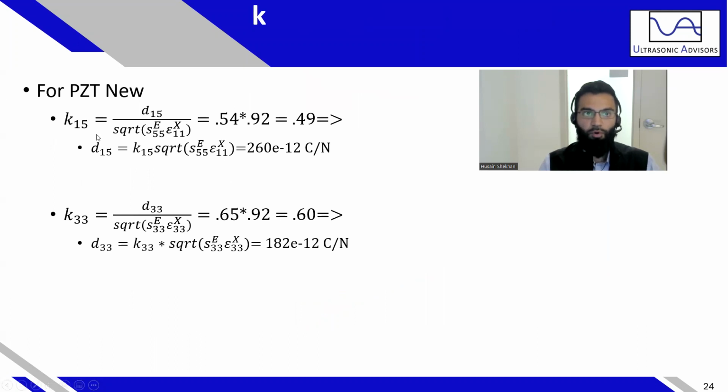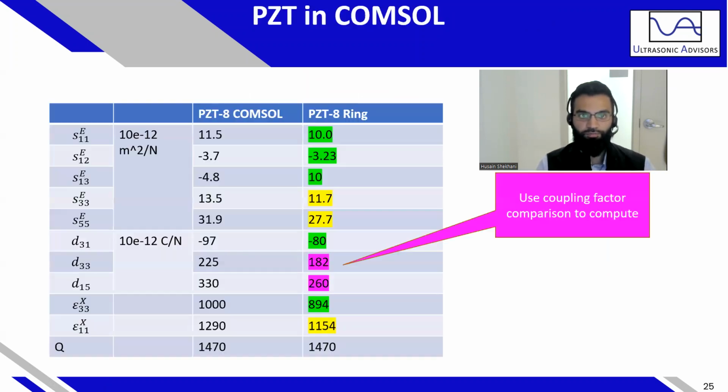So then from that point, once we have our K15 and K33, we can use the same definition to calculate the D15 and the D33. I calculated D15 to be 260 and the D33 to be 182 from this method, from this new lower coupling factor. Hope that makes sense. These slides will be sent out so you can follow along in the process too.